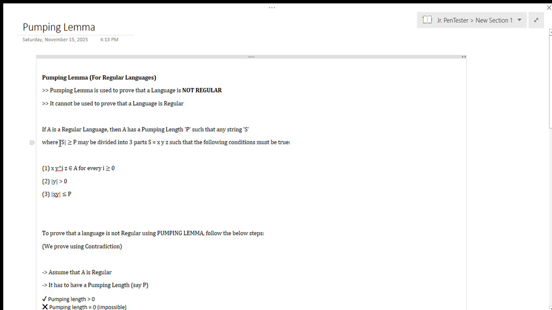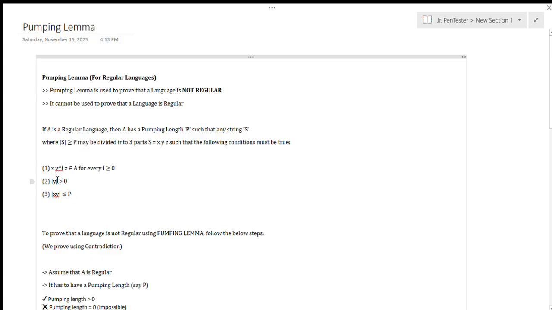Now, what this condition means is that the pumping length which we are going to select has to be greater than 0, and the length of the string that we are going to select has to be greater than or equal to the pumping length. Only then can we divide a string S into three parts, X, Y, and Z, and that string must satisfy these three conditions.